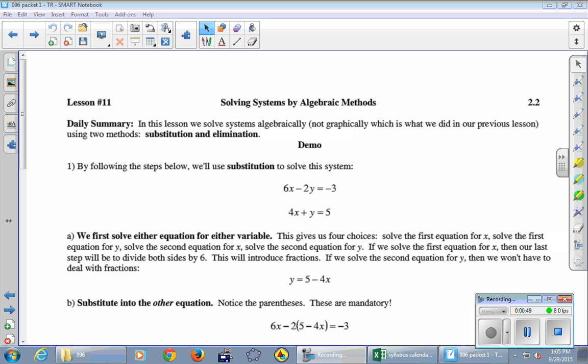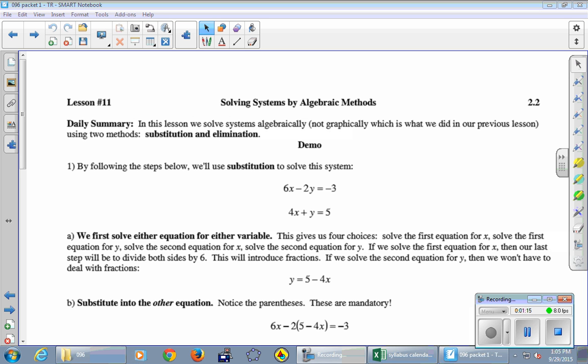And here we're going to cover two methods to solve the same kinds of problems, but these ones will give us the exact answer. In fact, they won't rely on graphing at all. We're not going to draw any pictures here. But in the back of our mind, we'll recognize there's just pictures floating around in these problems, even though we're not looking at them. Okay, summary. In this lesson, we solve systems algebraically, not graphically, which is what we did in our previous lesson, using two methods, substitution and elimination.